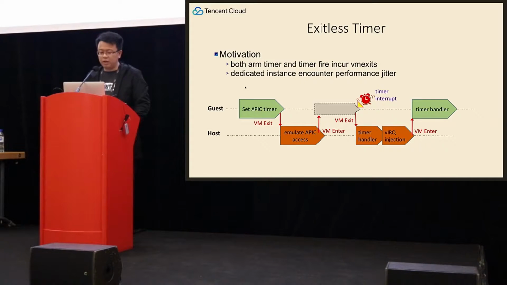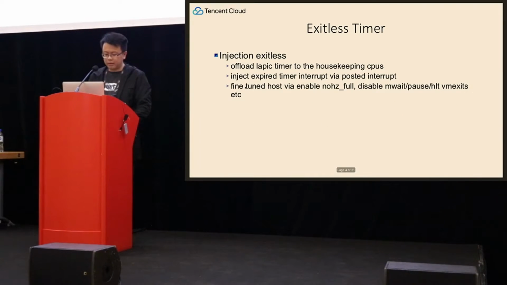The motivation of Exitless Timer is that both arming the timer and timer firing can incur vmexits. A dedicated instance can encounter performance jitter if the workloads are sensitive to vmexits. So there are two vmexits here. Exitless Timer can cut the second half. We can implement exitless injection.